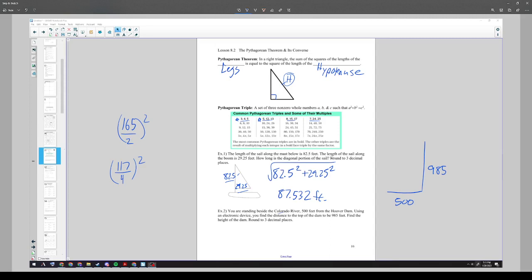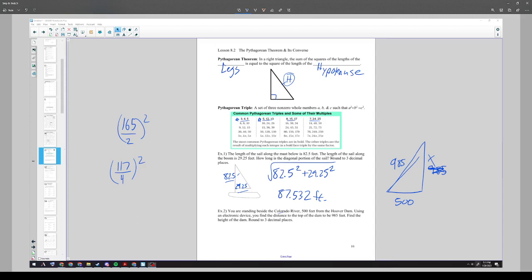Oh, so the distance to the top of the dam, that's a weird way of wording that, would be from where we're standing to the top. So that's our hypotenuse, is 985. And then this would be x, the unknown thing. So here we had the two legs. We square and add them. We have a leg and a hypotenuse here.